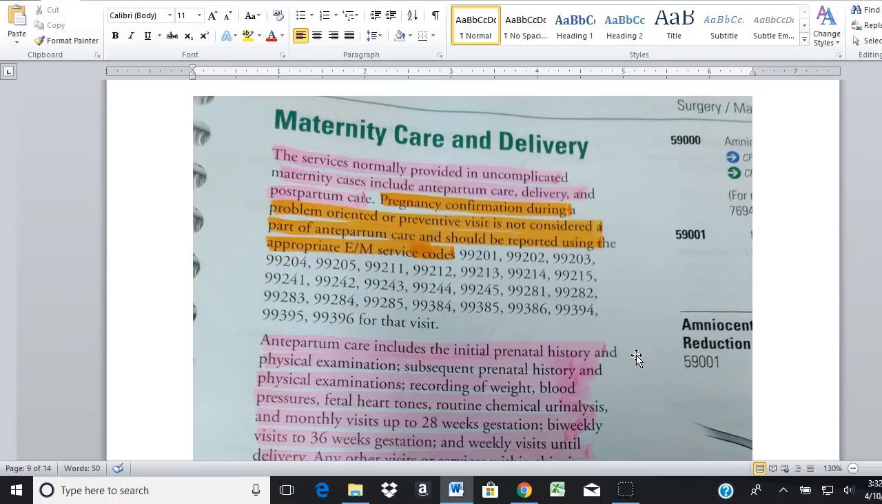So the services normally provided in uncomplicated maternity cases include antepartum care, delivery, and postpartum care. So the visits beforehand, the labor and delivery, and the postpartum care.